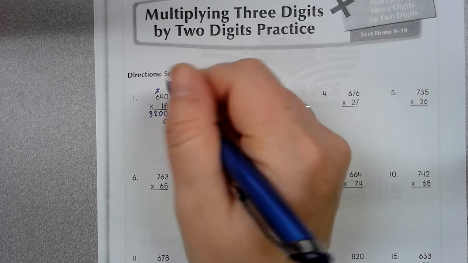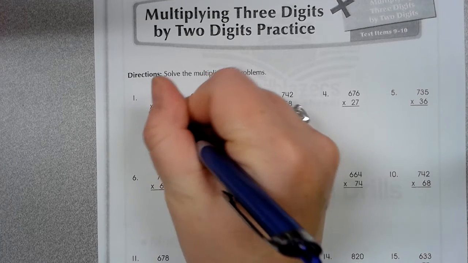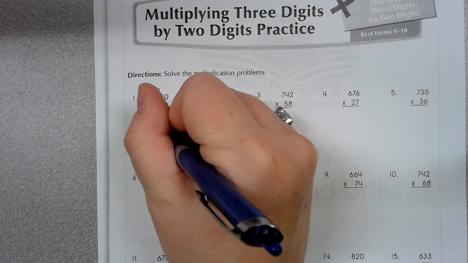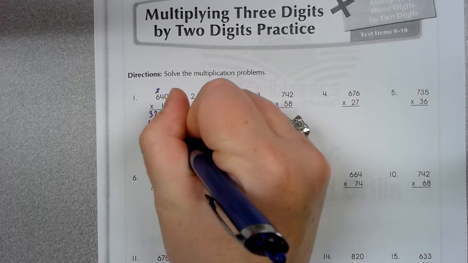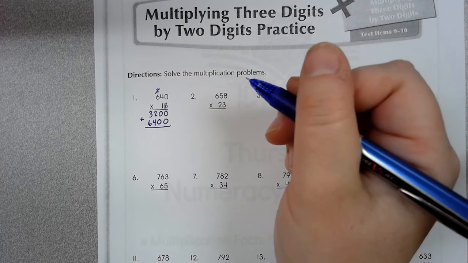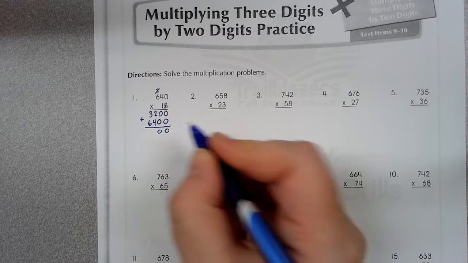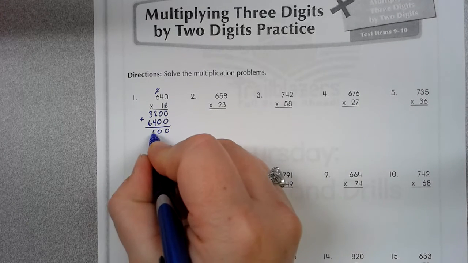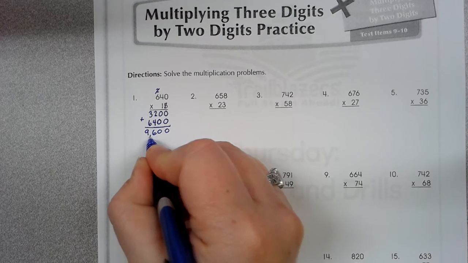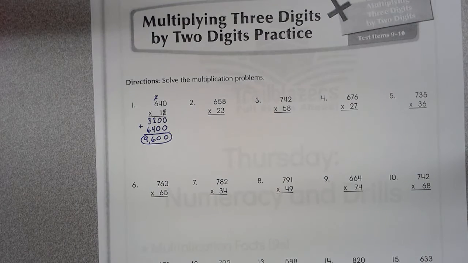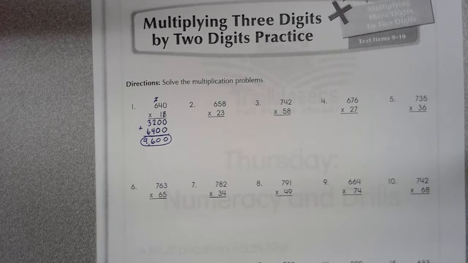So 1 times 0 is 0. 1 times 4 is 4. 1 times 6 is 6. So now all we have to do is add: 0 and 0, zeros, 6, then 9. So 9,600.